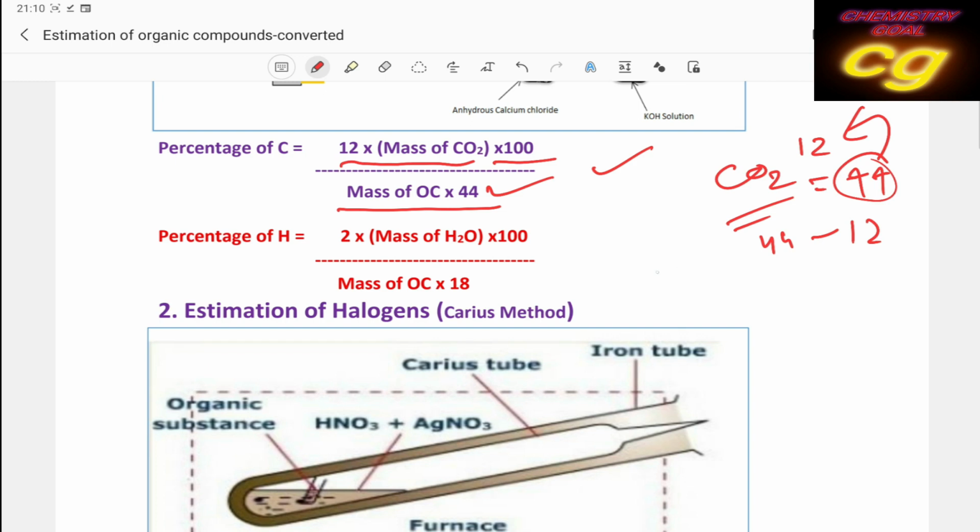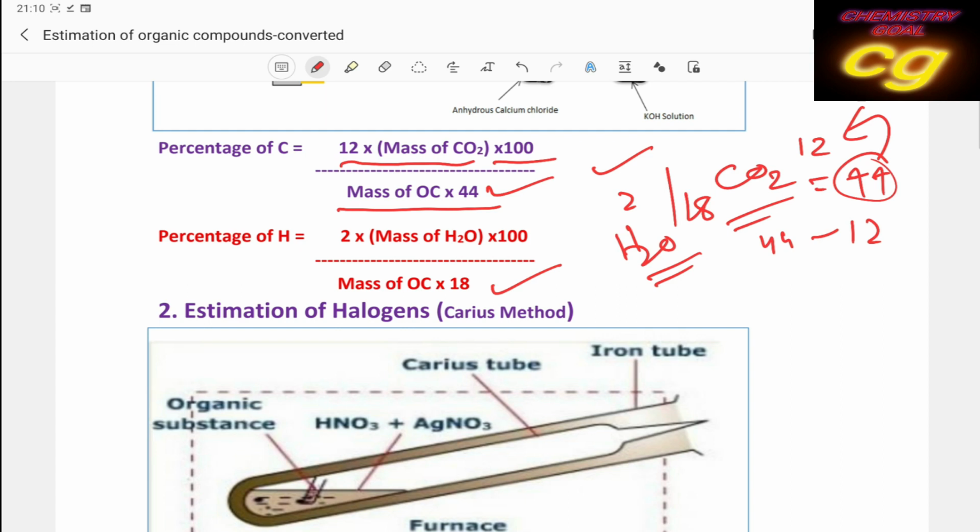So same, water formula is H2O. Water contains 2 gram hydrogen in 18 gram water. So 18 gram water contains 2 gram hydrogen. So the formula will be 2 into mass of water produced (absorbed by calcium chloride) into 100 by mass of organic compound into 18. 18 is the molar mass of water.